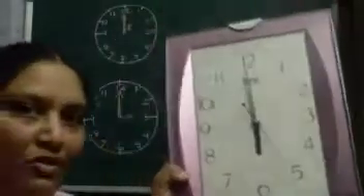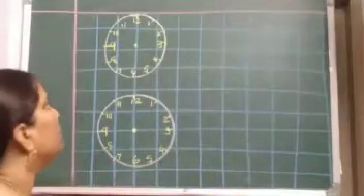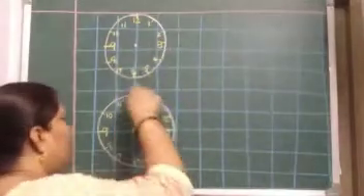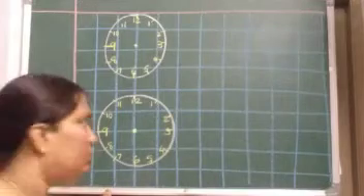Now, ready with your number notebooks? Ready, children, with your number notebook? Tell your parents to draw 2 circles in your book. Try with a bangle also. You can try.